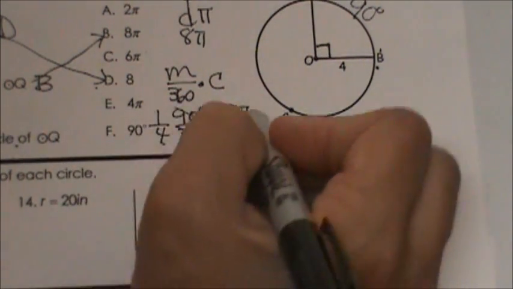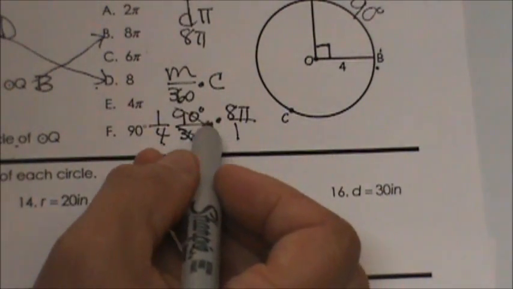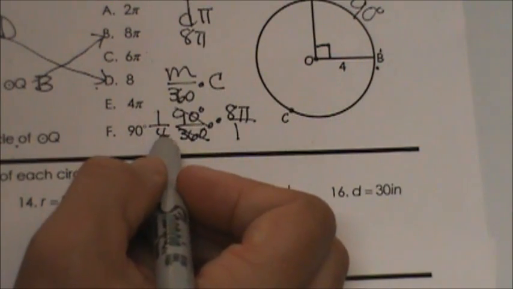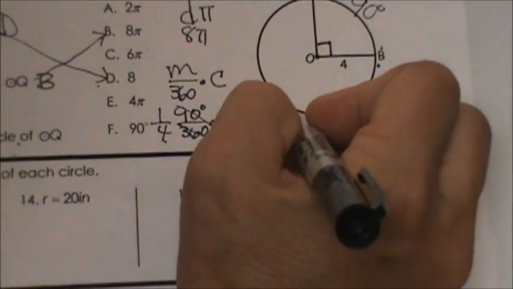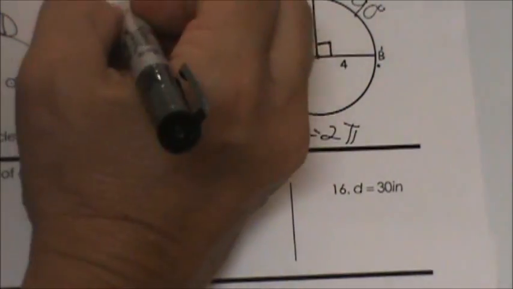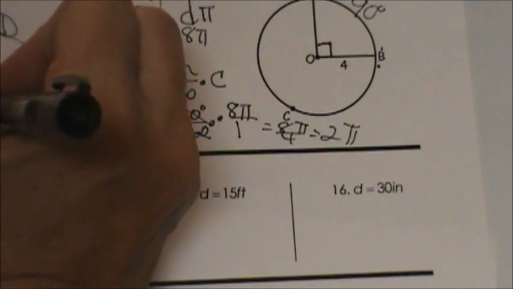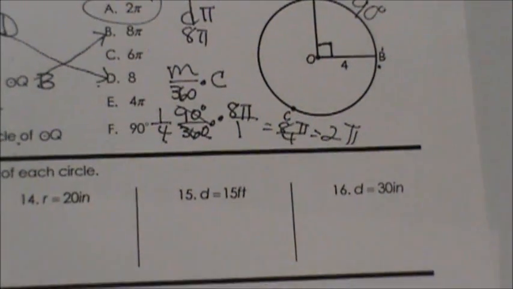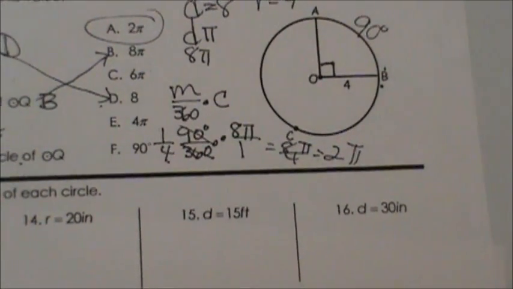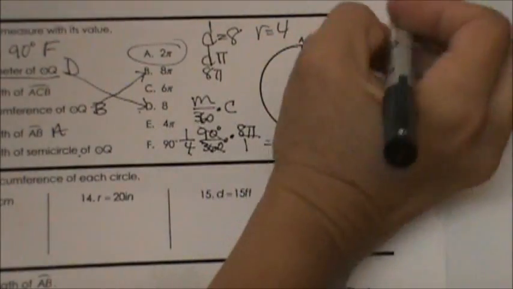So what's 1/4 times 8 pi? Remember, we're not cross multiplying here. We're multiplying across. 1 times 8 pi is 8 pi over 4. So 8 pi over 4 is 2 pi. Okay, so that 2 pi is the length of arc AB. So that's how you work that one. Whoops, I kind of went off the screen on you, didn't I? There we go. Okay, so that's 2 pi.